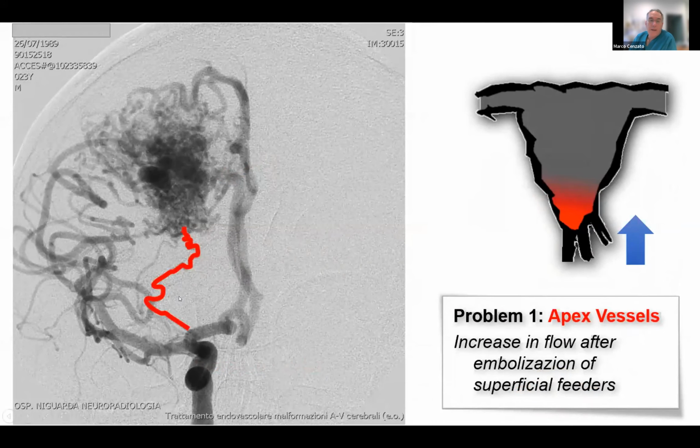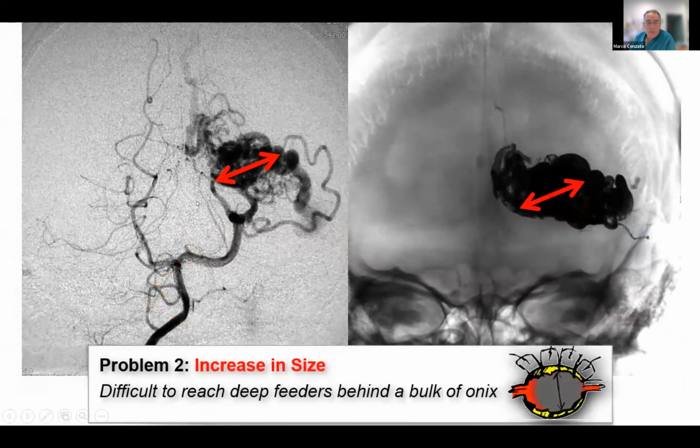So when we ask for endovascular preoperative embolization, we ask to close this vessel, not these vessels, and not the nidus. Because often the embolization of the nidus with Onyx can increase the volume of the nidus. This is the same image zoomed, and you can see here that an AVM like this doubled its size with the Onyx, without any advantage because it was not closed.